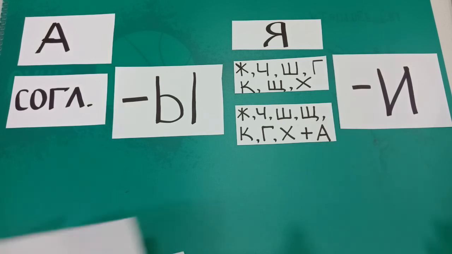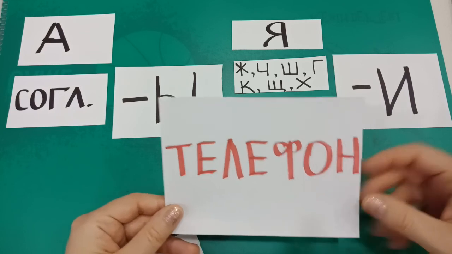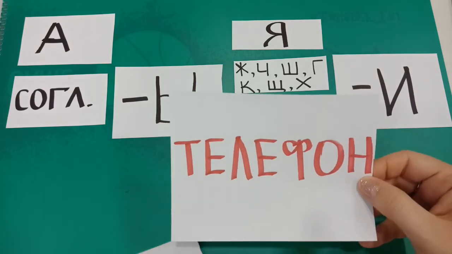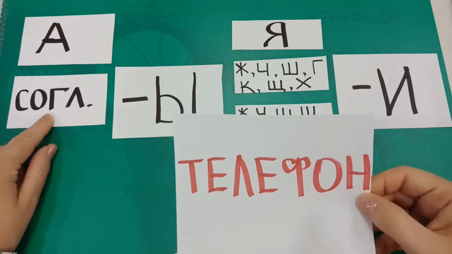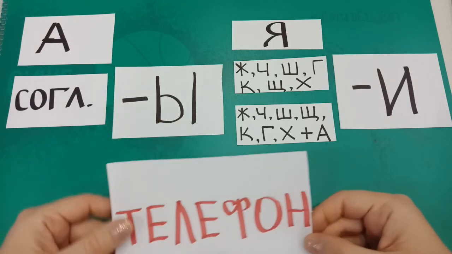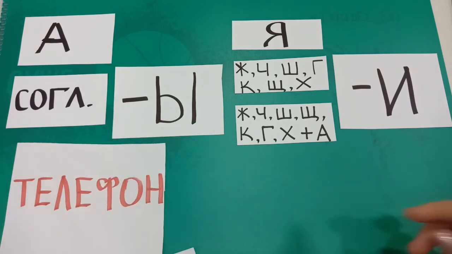Let's have practice. Телефон. What can we see at the end? Телефон. Н. It is a consonant. Согласное. So plural for телефон is У. Телефоны.